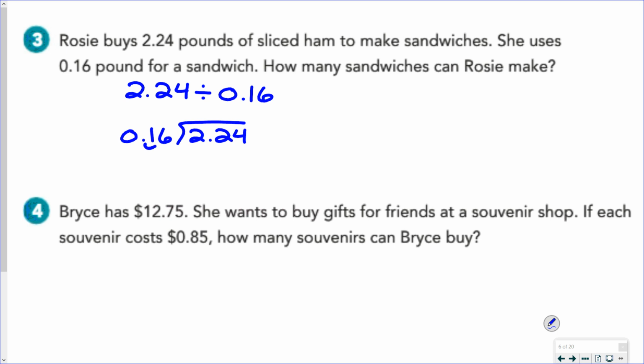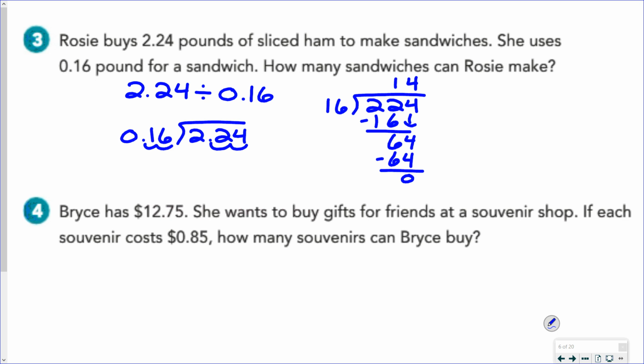Move the decimal point to the end of our divisor, move the same number of places in our dividend. So 16 is going into 224, goes into 22 once, goes into 64 4 times, and Rosie would be able to make 14 sandwiches.